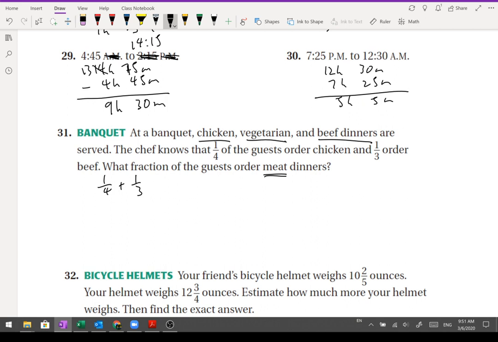And so once you make the denominators the same, multiply that by 3/3, so that's going to be 3/12. Multiply that by 4/4, that becomes 4/12. Add them together, so 7/12. And so lastly, we have to answer the question. 7/12 of the guests ordered meat dinners.